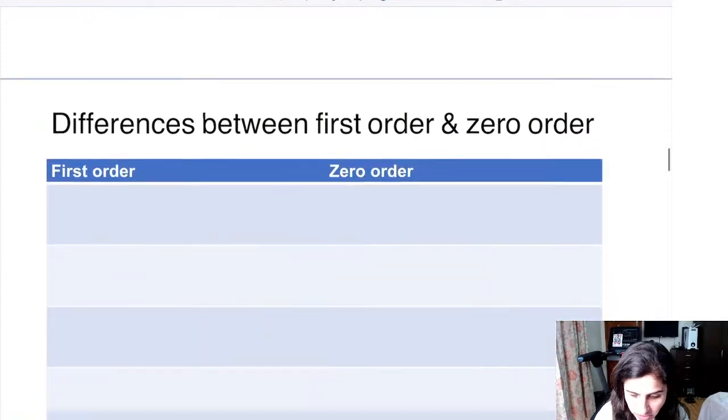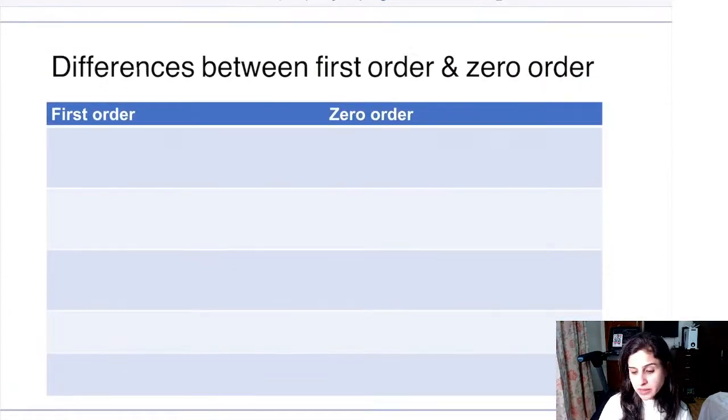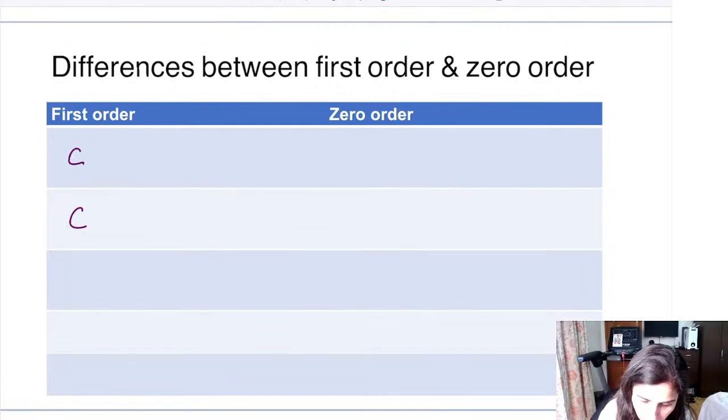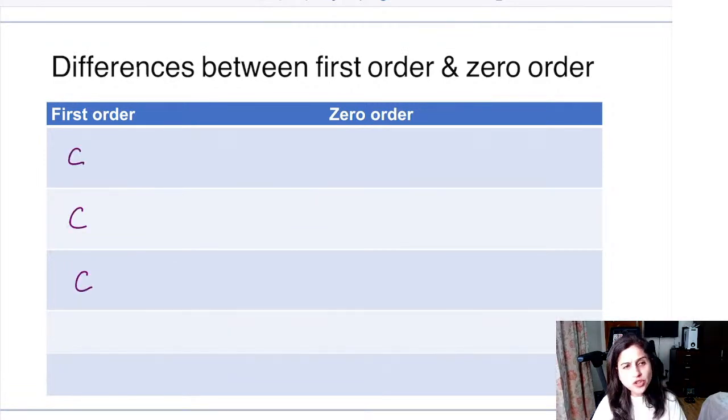And what are the major differences between the first order and the zero order kinetics? What are the major differences? So there are constants. What stays constant in first order? What stays constant in zero order? That you should know. So three things are constant here in the first order. You should know the first order, and the opposite will be true for the zero order. So remember for the first order, and the opposite will happen for the zero order.